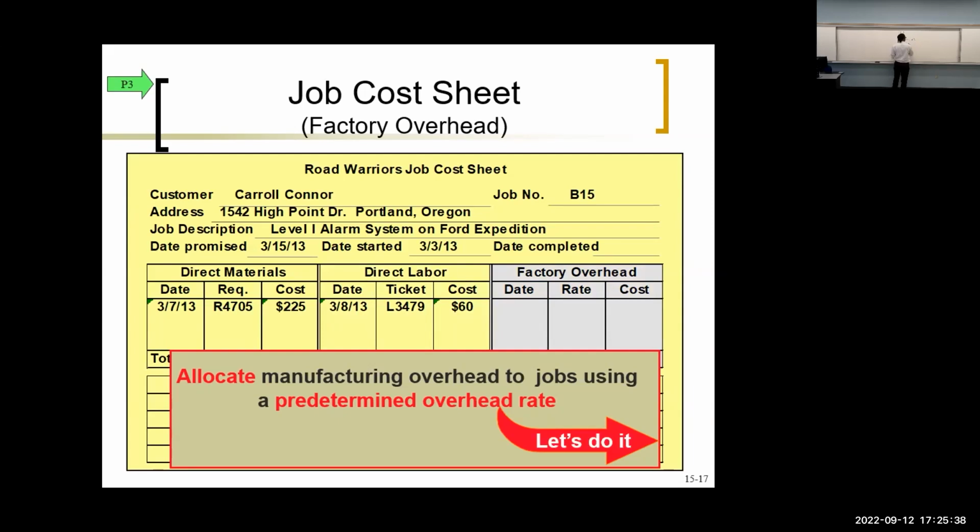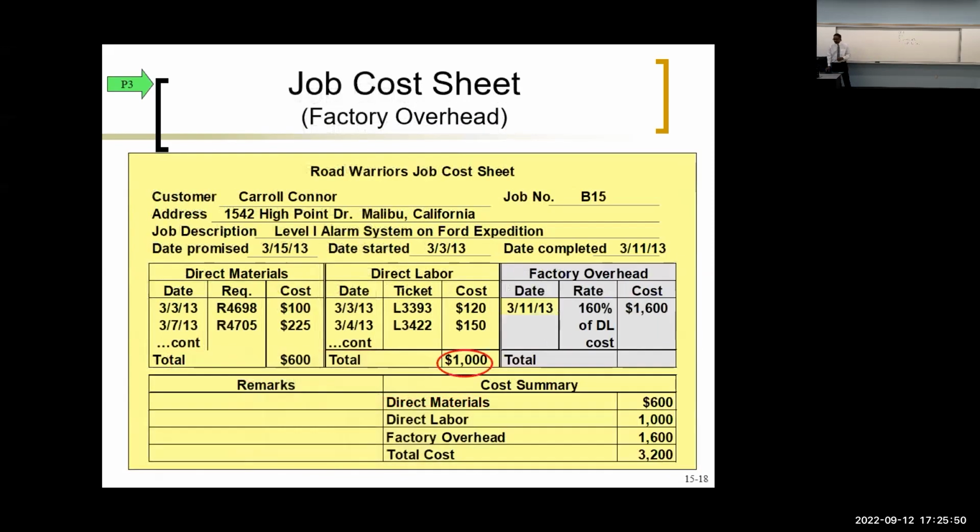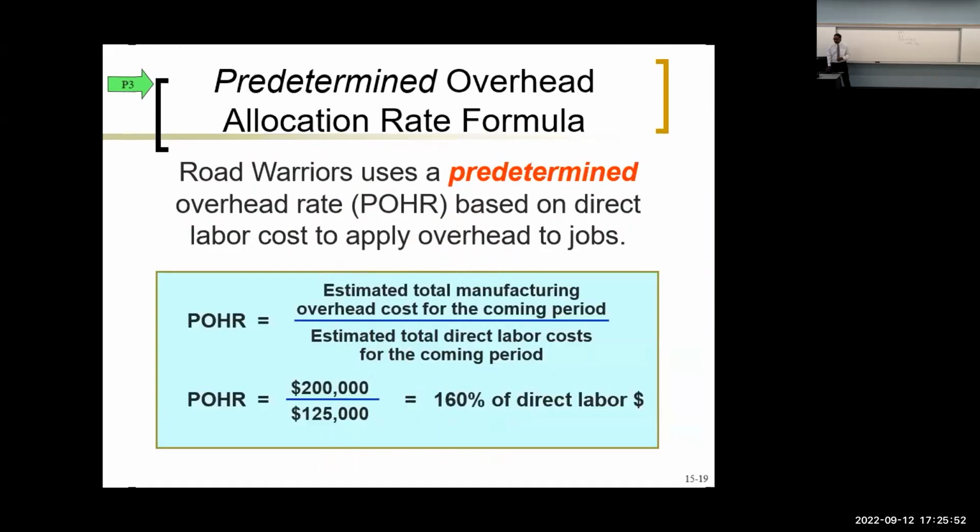So what that means is we're going to take something called the predetermined overhead, or the POR, multiply it by direct labor in order to find overhead. How do we find the predetermined overhead? We're going to take the estimated total manufacturing cost for the coming period and divide it by the estimated total direct labor cost. In this case, we're going to take 200,000 divided by 125,000, and you'll get 160%.